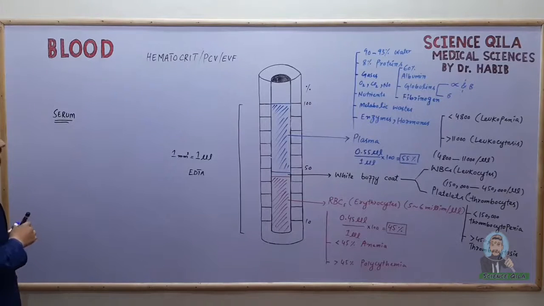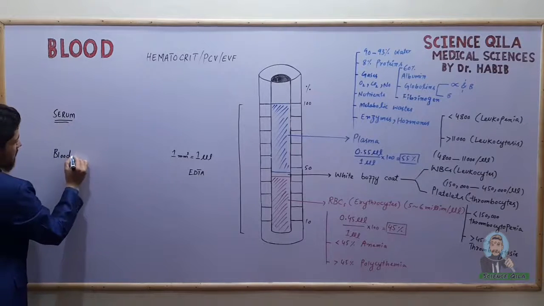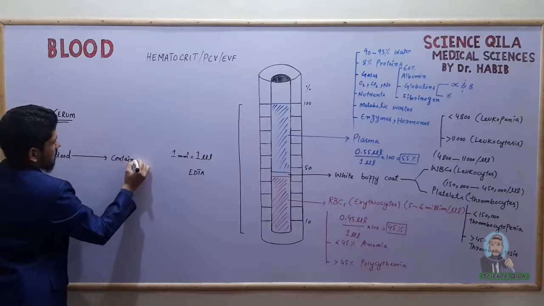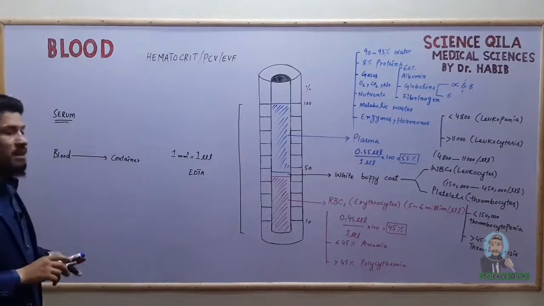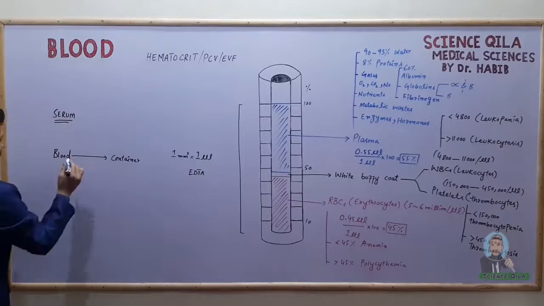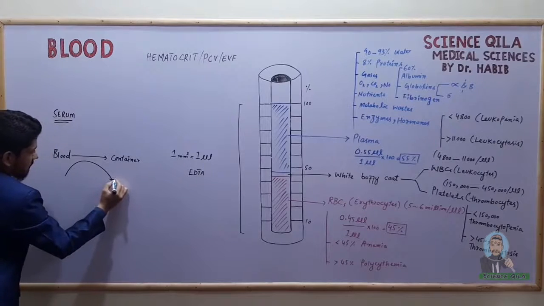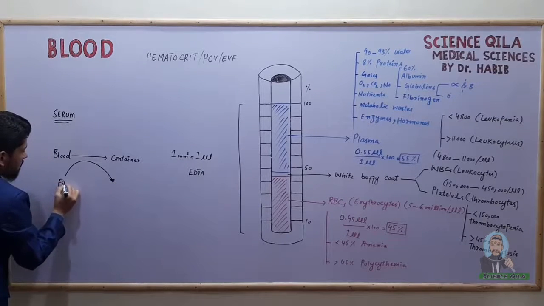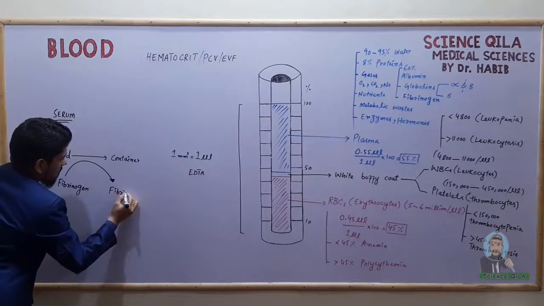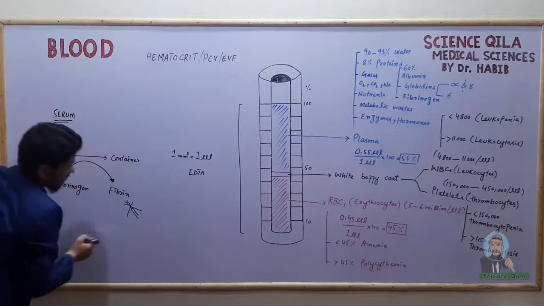In order to understand the serum, let's suppose we have taken blood and we have collected the blood in a container. Once you collect the blood in a container, what will happen? Clot formation will take place. How? Because the fibrinogen present in the blood will be converted into fibrin. So this network-like mesh is actually formed by the fibrin.